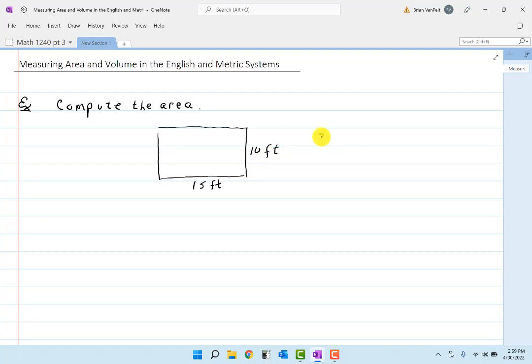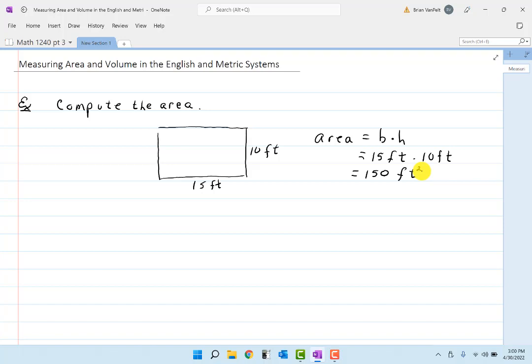The area is calculated, depending on how you've seen it in your life, base times height or length times width. It really doesn't matter. You're going to do 15 feet times 10 feet. And when you multiply it together, you get 150, but we keep the feet. In fact, feet times feet is feet to the second power. So that's how we know this to be area.